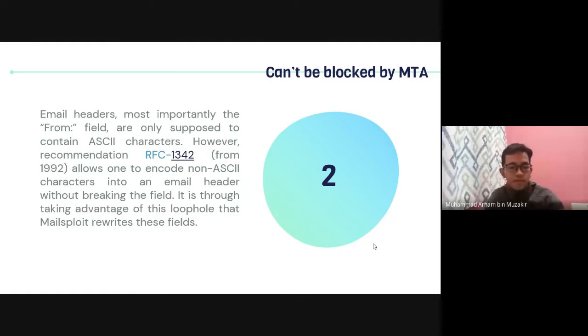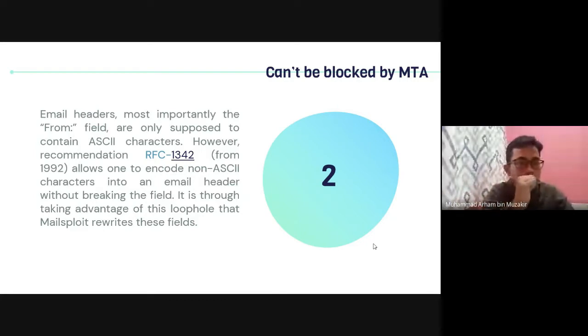So how does the MailSploit attack work? One advantage is that it cannot be blocked by the MTA, because the hackers inject the code before the alias sign. For the MTA, it detects the injection before the alias sign as the name of the email, not a malicious code. So the MTA cannot detect the code injection.